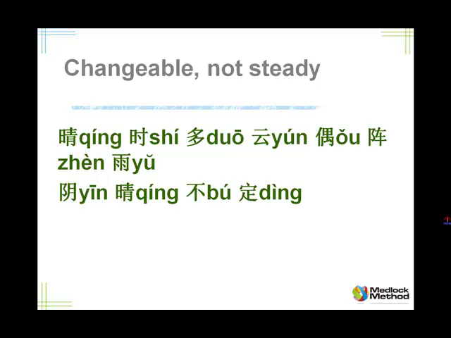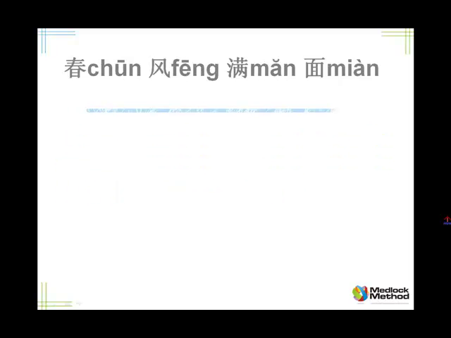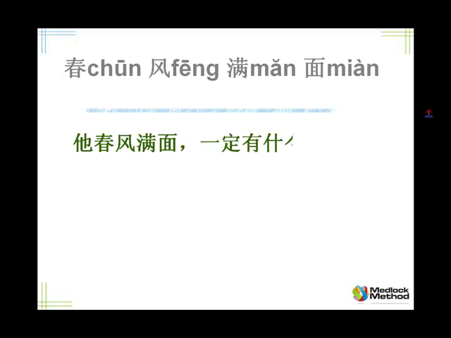Okay. And next one. 春风满面. 春 is spring. 风 is wind. 满面, full of face. That's right. 春风满面 means someone is very happy and has a sunny disposition. 他春风满面，一定有什么喜事. So he looks happy. He looks like spring. He looks all very sunny.